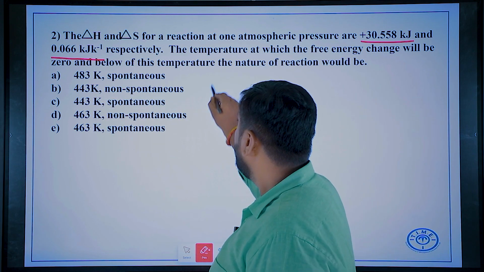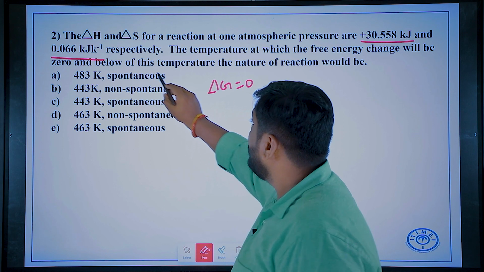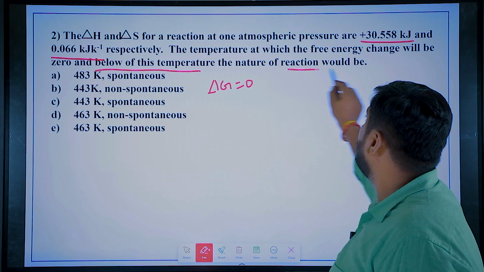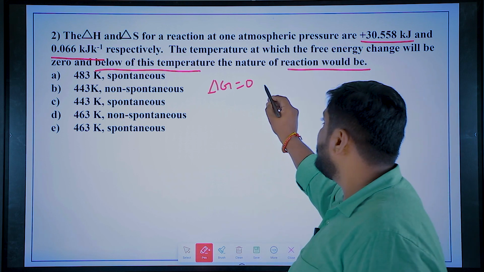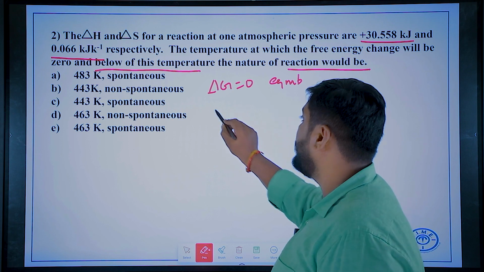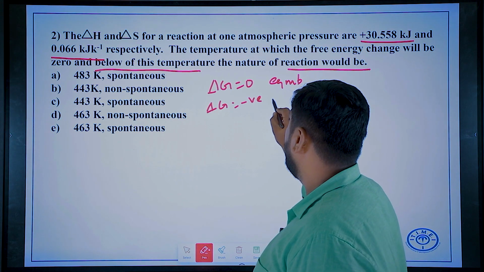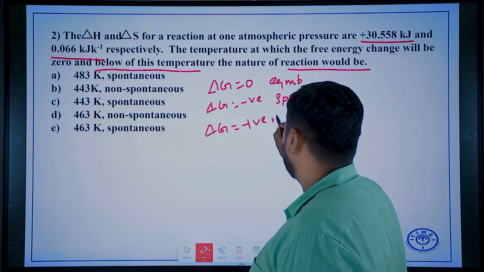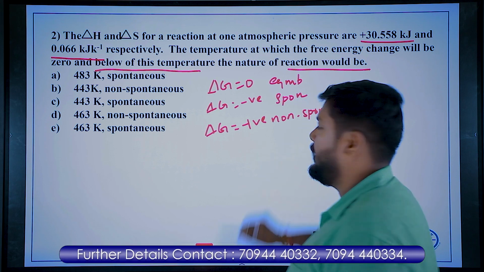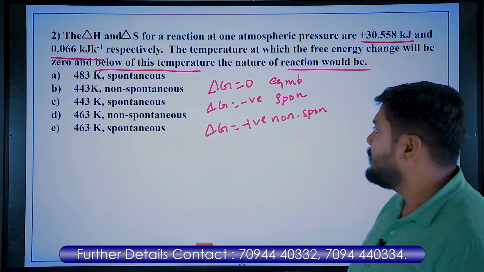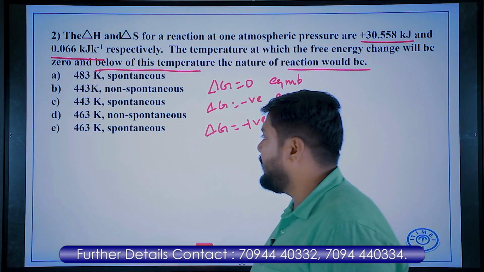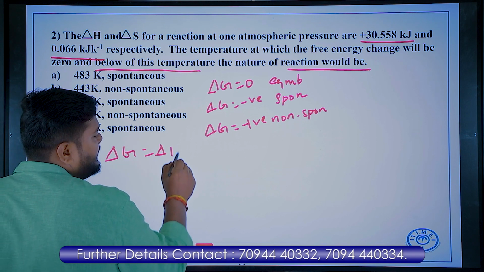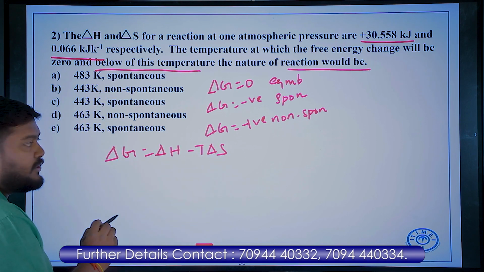That is, del G will be 0, and below this temperature, below that temperature, they have asked how this reaction will behave. You know, when del G is 0, the reaction will be at equilibrium. When del G is negative, the reaction will be a spontaneous one, and if del G is positive, the reaction will be a non-spontaneous one, we already know that, right? Okay, so we are asked to find a temperature, right? See here, so del G is equal to del H minus T del S, okay, they have asked when it is 0.